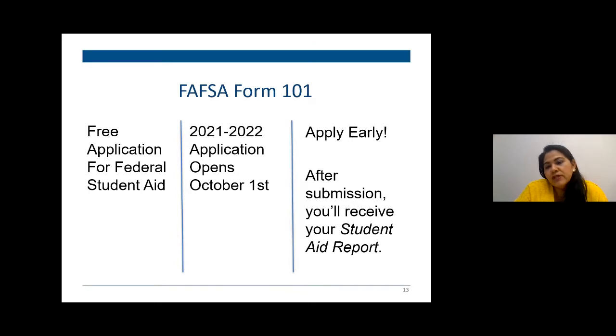We also want you to apply early, because after you apply for financial aid, you will then receive your student aid report. And that student aid report is what is utilized to determine the financial need that you will have in regards to going to college.